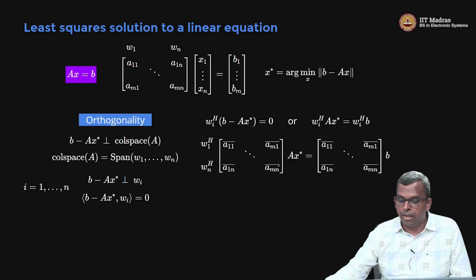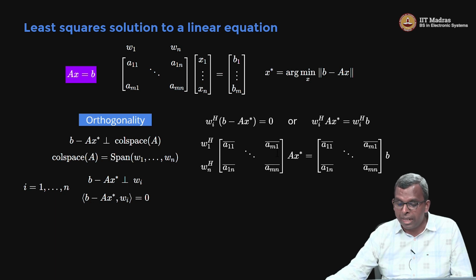So, the last line here is this wn Hermitian, which is the row a1n bar all the way to amn bar, that multiplying ax star is the same row multiplying b. Okay. So, what I have done here is I have put down all these equations together, one below the other, and I have written it in matrix form. Instead of writing individually, I have written it in matrix form. Remember, ax star is just a column vector, and b is also a column vector. So, all these multiplications are very reasonably valid.